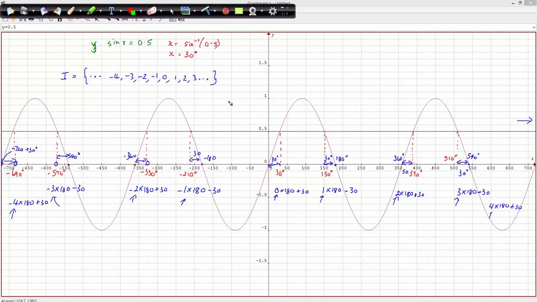So could we use that? Well, yes, we could. Let's call n an integer. So n is an element of the set of integers. That weird looking e means element of, as in a member of this group of numbers here. And we're multiplying n by 180, and then we're adding or subtracting 30.